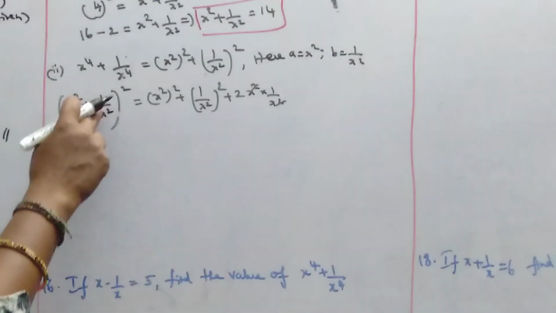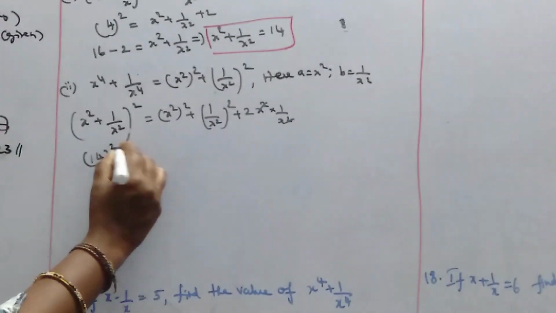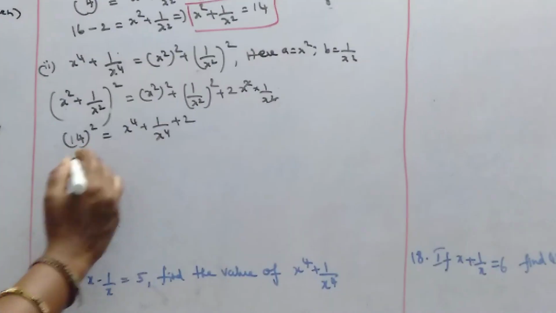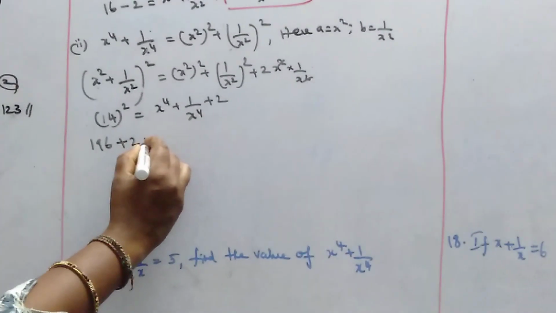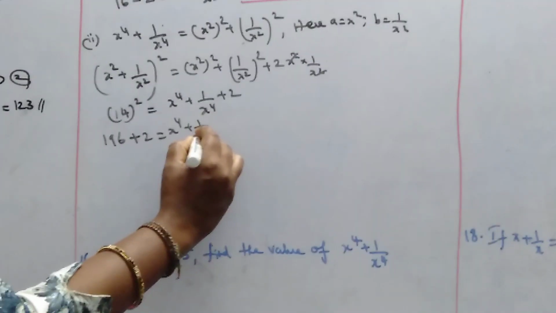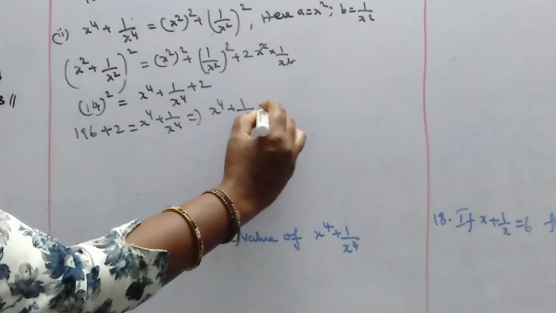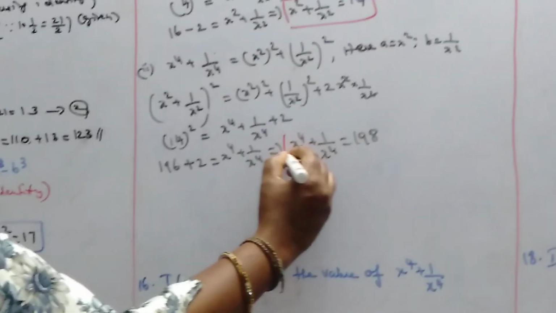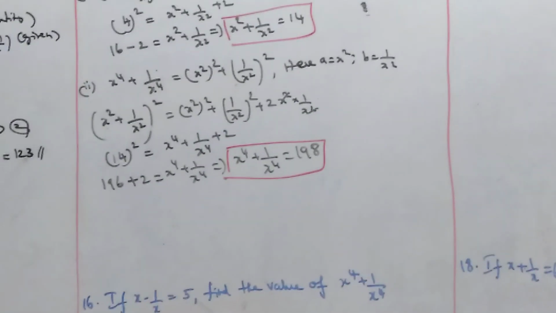Okay. So what is x square plus 1 by x square the whole square? This is 14 square, right? 14 square equals x power 4 plus 1 by x power 4 plus 2. This is 196. Bring the 2 to this side, it will become minus 2, which is equal to x power 4 plus 1 by x power 4. So which implies x power 4 plus 1 by x power 4 equals 194, which is the solution of the second subdivision, right? Then next, third subdivision, very simple.